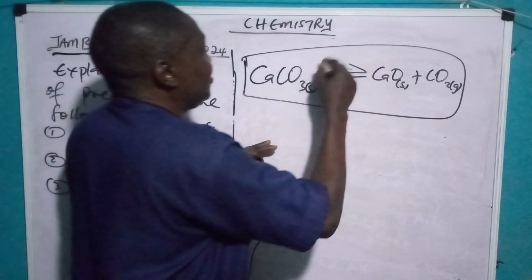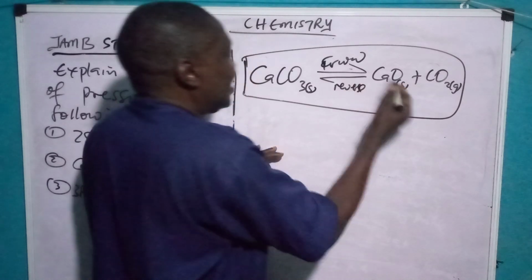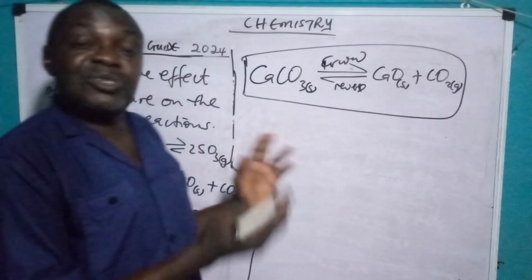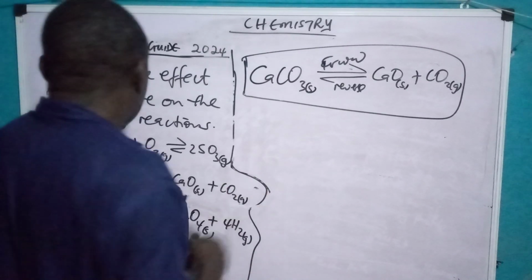This is the forward reaction, and this is the reverse reaction. We start forming it back. When the time comes that the rate of formation of the product is equal to the rate of formation of the reactant, equilibrium has been attained. So that is how that one goes.